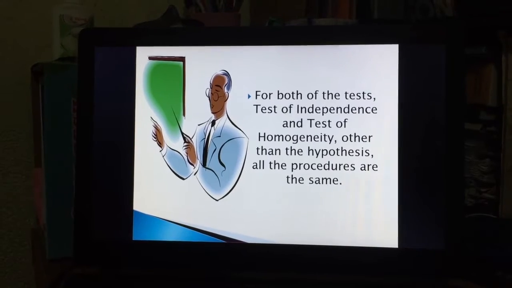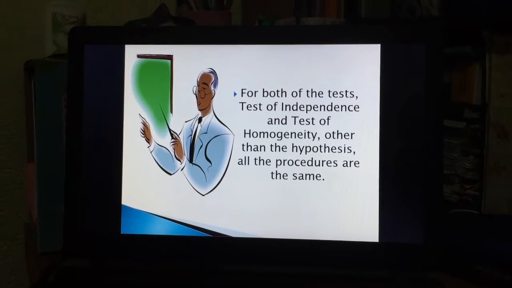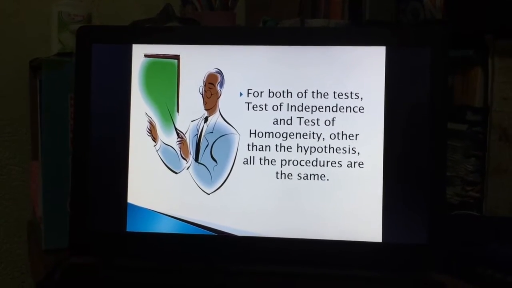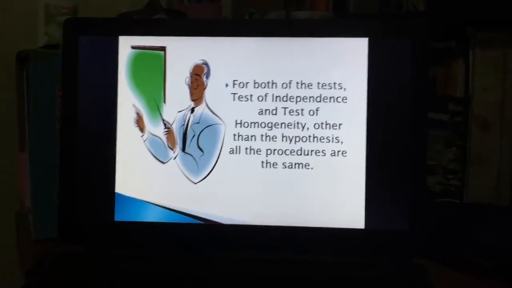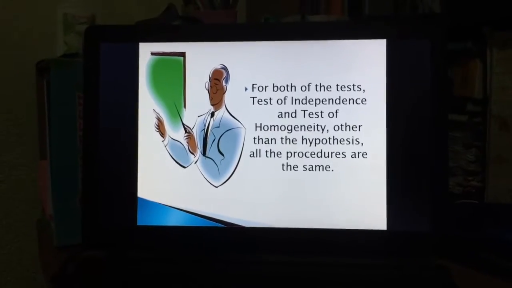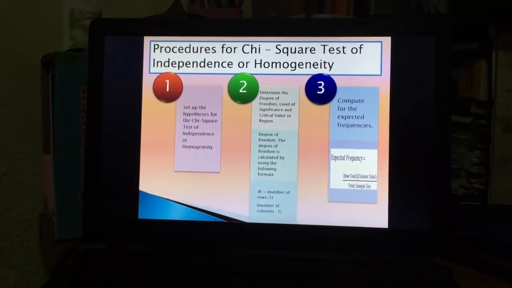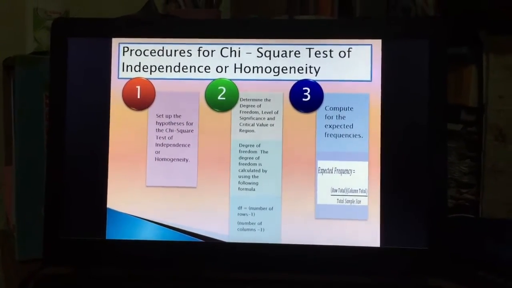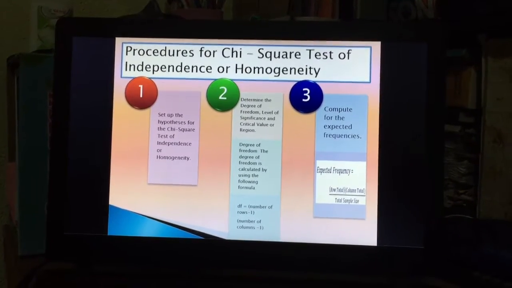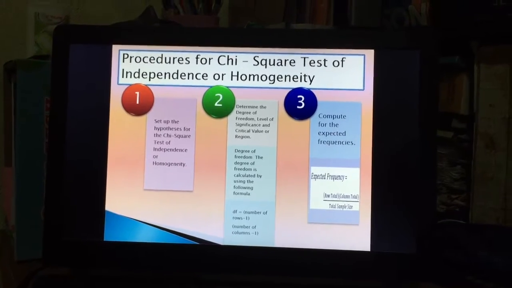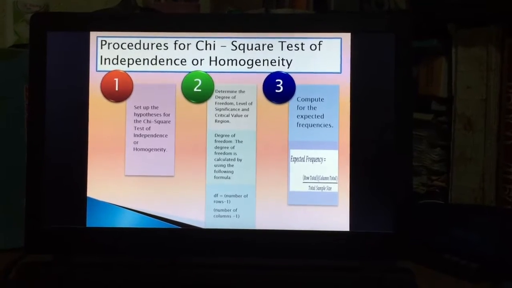For both of the tests, test of independence and test of homogeneity, other than the hypothesis, all the procedures are the same. This means that whatever procedures we are going to do in test of independence, it's just the same with the test of homogeneity, other than the hypothesis. Let's have the steps. These are the procedures for chi-square test of independence or homogeneity. Step number 1. Set up the hypothesis for the chi-square test of independence or homogeneity.